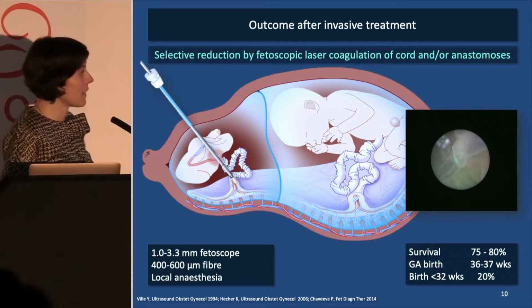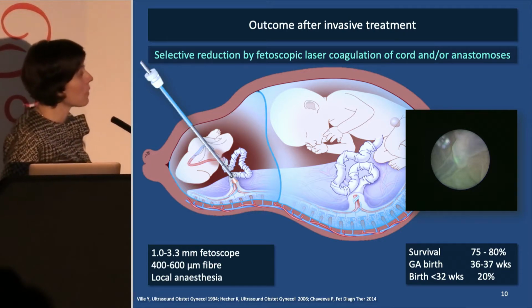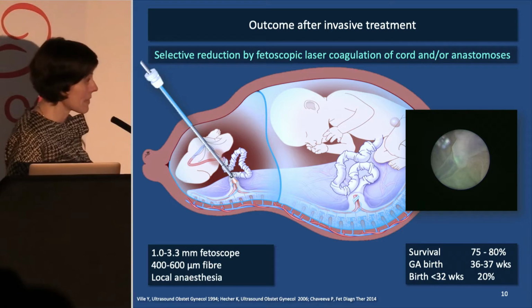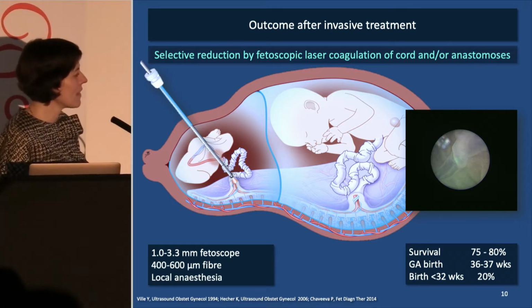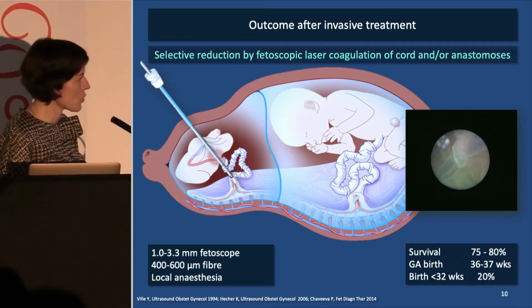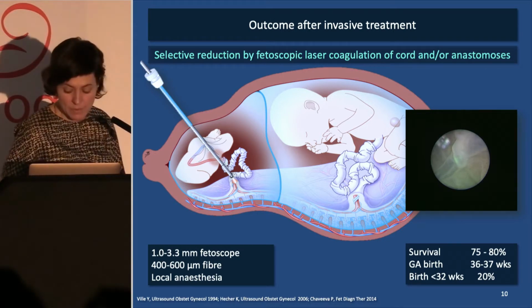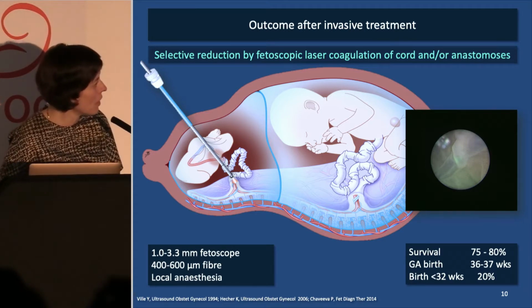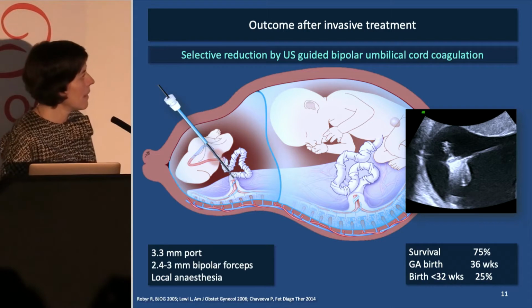A very good technique as well, especially in a monoamniotic setting, and if you have to transect the cord, and you should always do that in a monoamniotic setting, is to use laser surgery like you do for twin-twin transfusion syndrome, and actually the survival rates are pretty similar to radiofrequency.